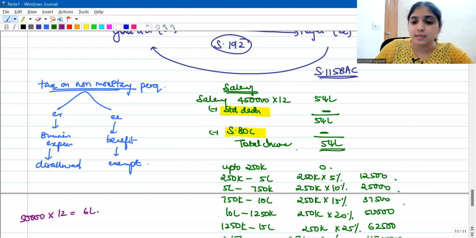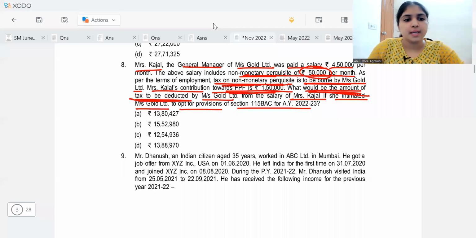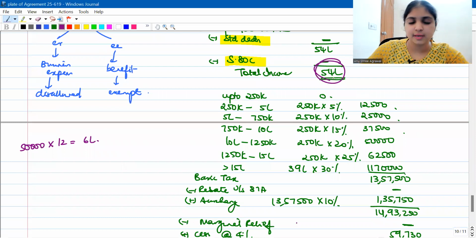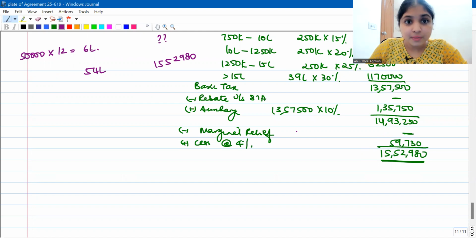My assessee's total income in the question was 54 lakhs. Right? So for 54 lakhs of income, his tax was 15,52,980, we just calculated. But on the non-monetary perquisites part, what is the tax? That part of the tax, the employer itself will bear. So to that extent, the employee doesn't have to pay, and to that extent, tax should not be deducted. So if you cross multiply, what is the tax on the non-monetary perquisites part?